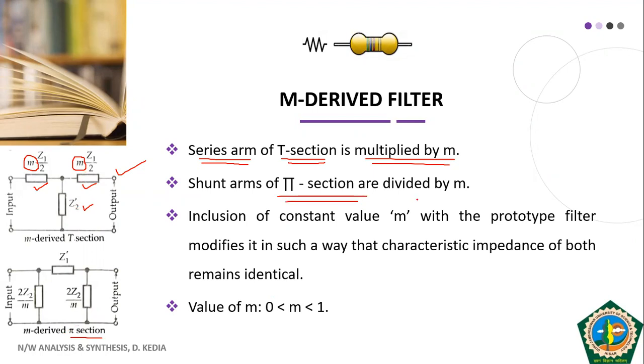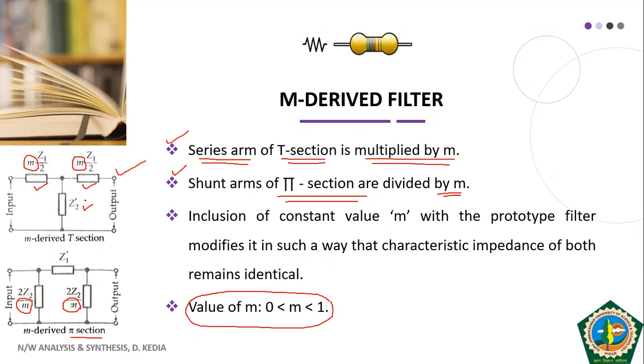Whereas in case of pi section, your shunt arm is divided by M. So earlier it was 2Z2, 2Z2. Now we are doing 2Z2 by M, 2Z2 by M. Okay. So this is the one important thing that is required to derive M derived filter from your constant K filter. And the value of M is constant, which lies between 0 to 1. So it will always be less than 1, but greater than 0.